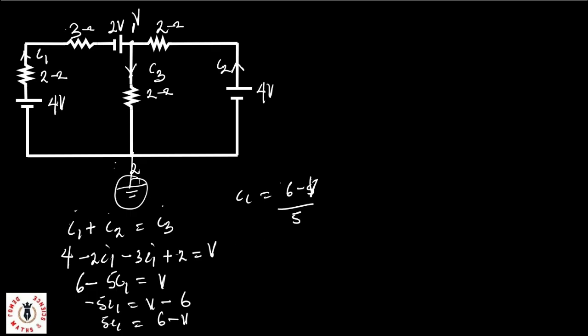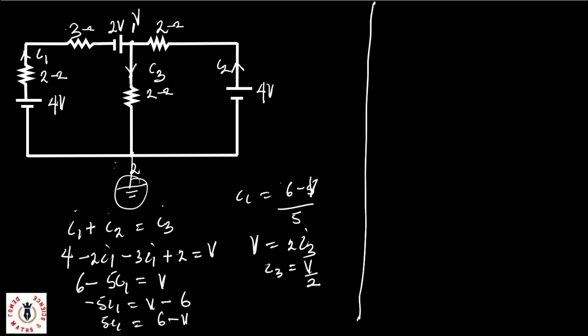Now let's define I3. I3 is between V and the 2 ohms resistor. So we're saying that V is equal to 2 I3, so that I3 is equal to V over 2. Then lastly, we can define I2. For I2, I'll say 4 minus 2 I2 minus V is equal to 0. So that 4 minus V is equal to 2 I2. I2 will be equal to 4 minus V over 2.